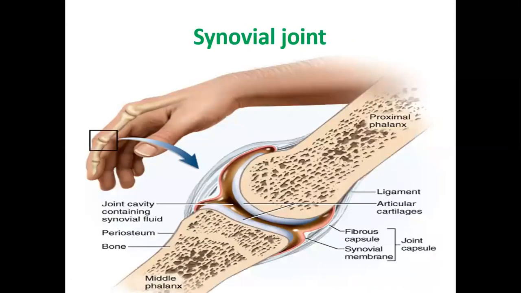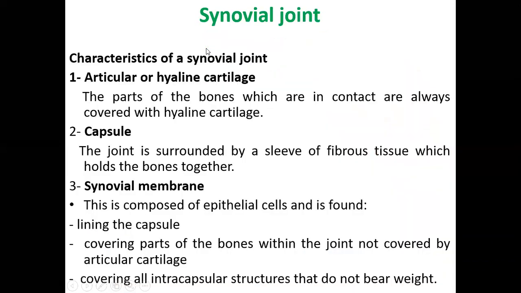Now going to the third type and the most important type, the synovial joint. What exactly is the synovial joint and what are the features which make it a synovial joint? How do you identify whether it is a synovial joint or not? The first characteristic feature of the synovial joint is that there is articular or hyaline cartilage, just like that of the cartilaginous joint. But remember, there are other features also apart from that.